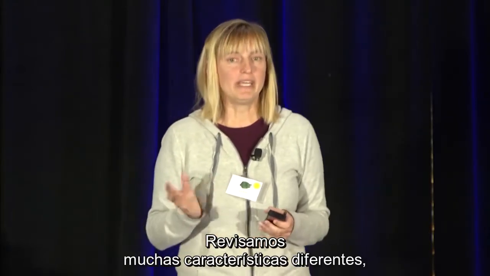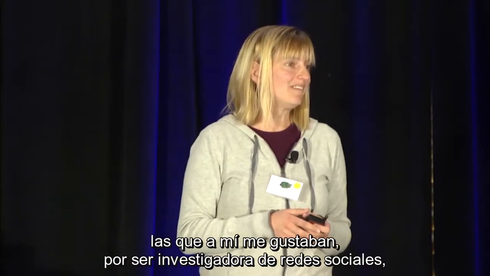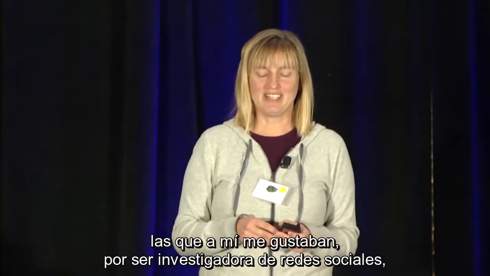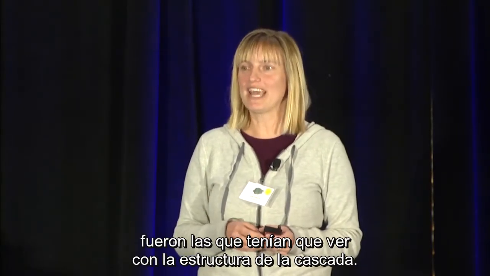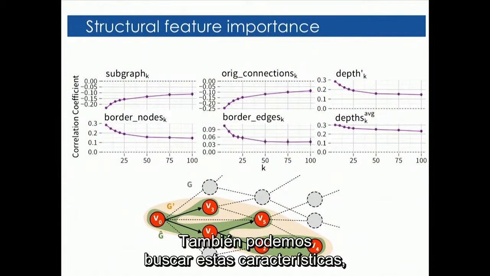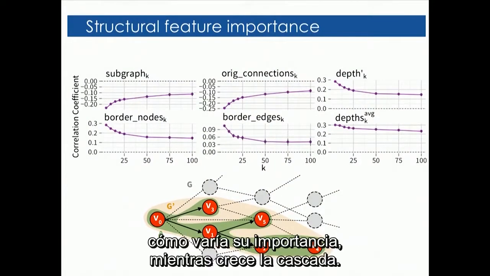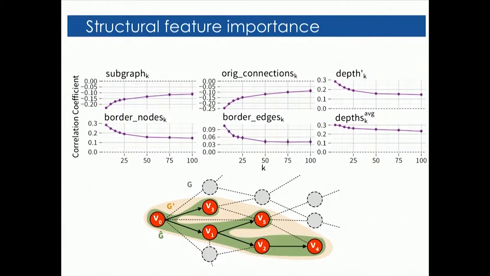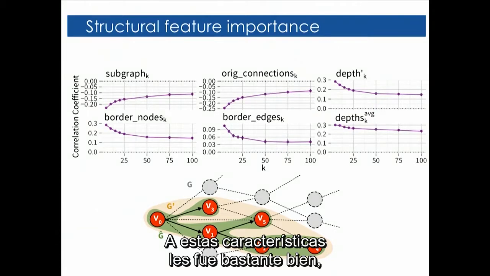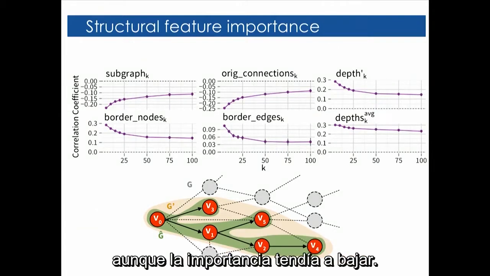We looked at many different features. The ones that I was rooting for, being a social networks researcher, were ones having to do with the structure of the cascade. We can also look for these features, how their importance varies as the cascade grows larger. Some will become more important, some less. And these features did pretty decently, although their importance tended to wane.